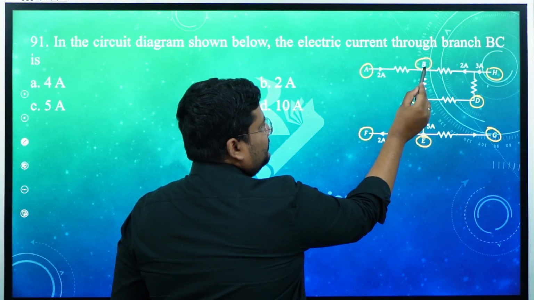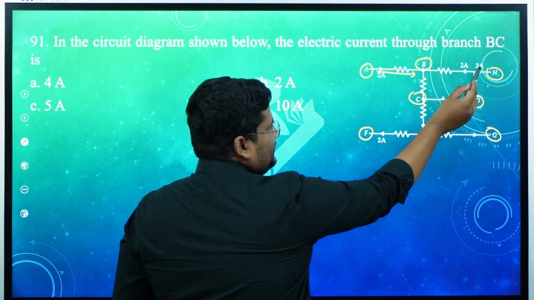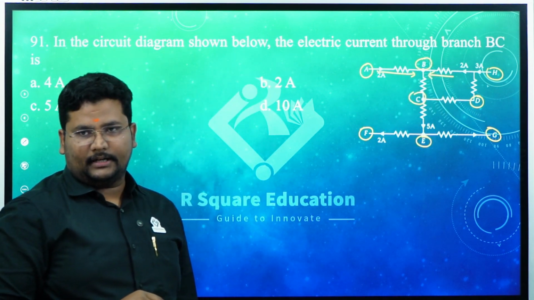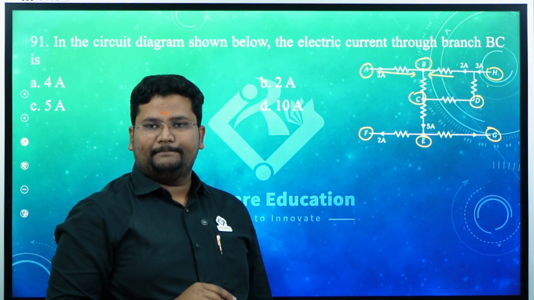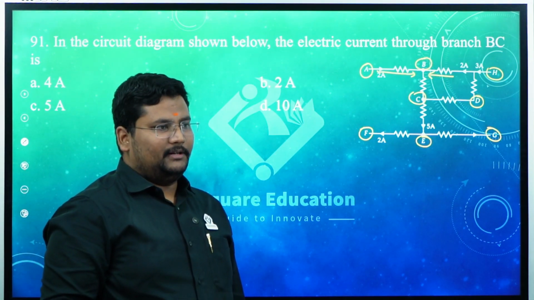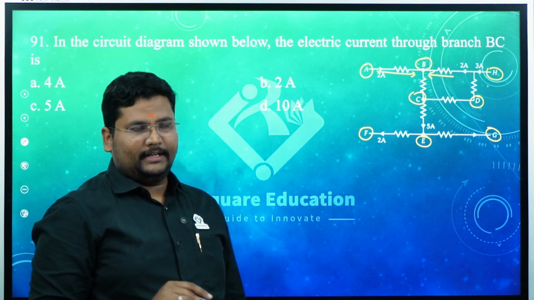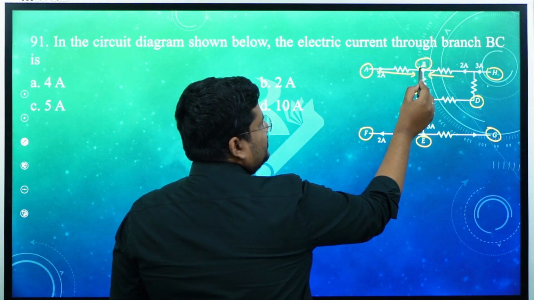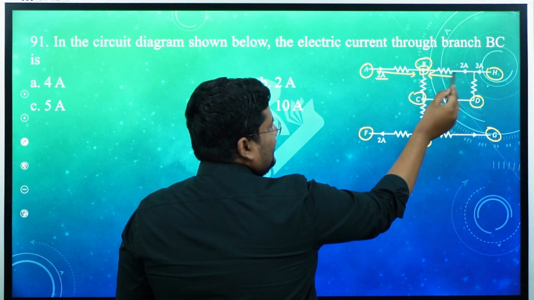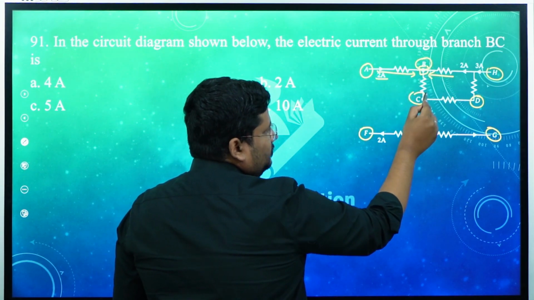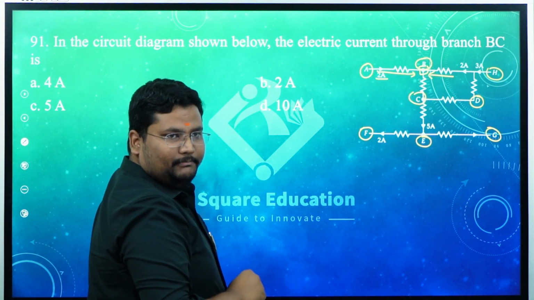So the current which comes here is going to be 2 amperes and from this side it is going to be 2 amperes. So according to KCL, Kirchhoff's current law, what is Kirchhoff's current law? Algebraic sum of currents meeting at a junction is 0, or sum of incoming currents is equal to sum of outgoing currents. So what are the currents incoming to this junction? It's going to be 2 amperes and the other 2 ampere, correct? So this 2 ampere and that 2 ampere only is going to go into this BC branch, correct?